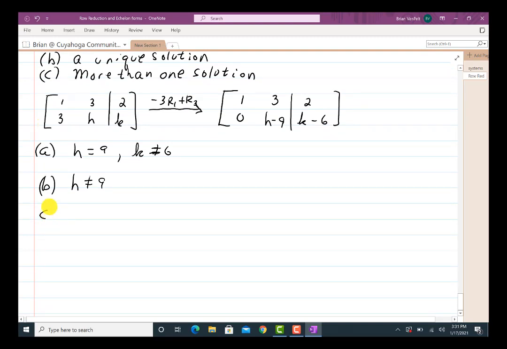Now part C, this takes care of all the rest of the cases. If I want there to be more than one solution, the only way for that to happen is if I have a 0 row at the end. Then I'll have x and y involved up here, and you'll have an infinite number of solutions. So the only way for this to happen, to zero out this row, is when h equals 9 and k equals 6.